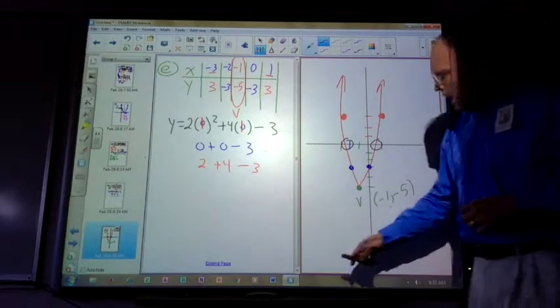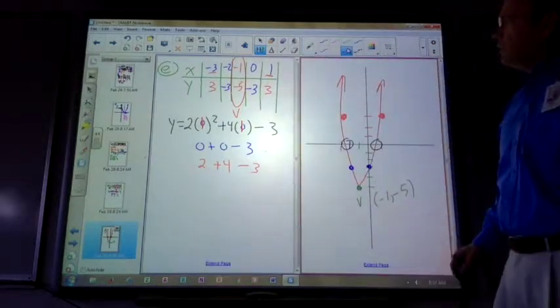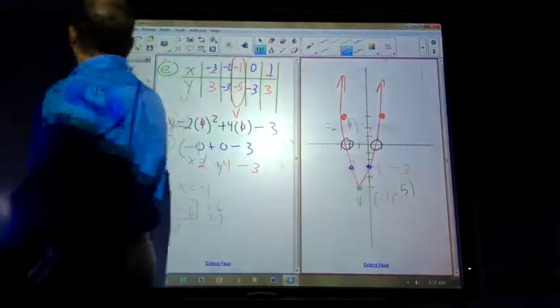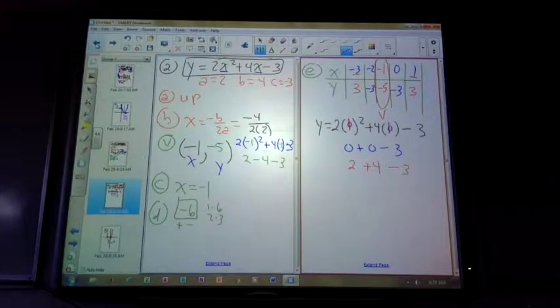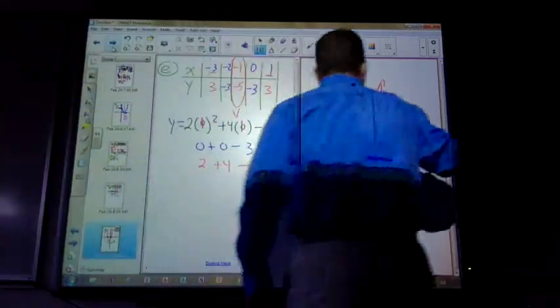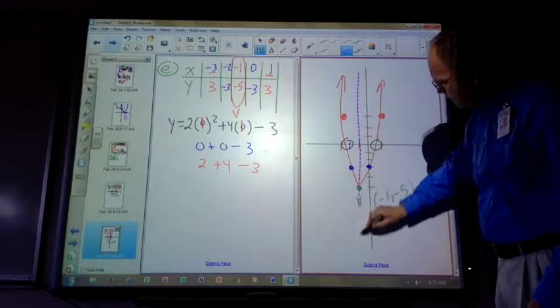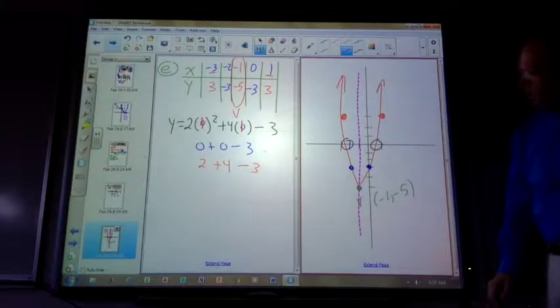Okay? Axis of symmetry. The axis of symmetry was what? X equals -1. Okay? X equals -1. So I'm going to draw this here, and that's my axis of symmetry.